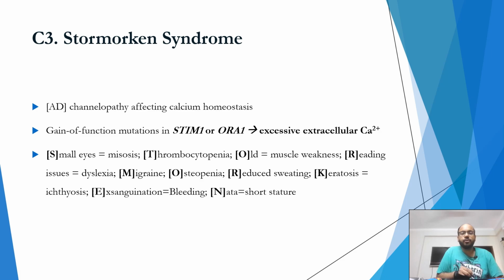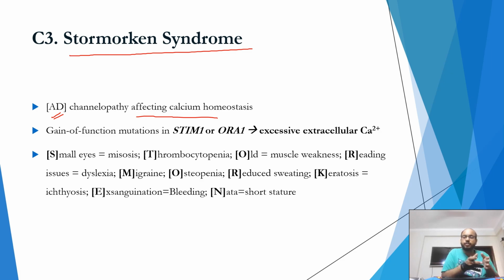The third syndrome is Stormorken syndrome. It is an autosomal dominant channelopathy affecting calcium homeostasis. So it sounds a bit like Kidd syndrome because there also the problem lies in calcium homeostasis. The problem lies in the channel formation. Kidd syndrome is another example of channelopathy. So in Stormorken syndrome, there are gain of function mutations in the STIM1 gene or ORAI1 gene.